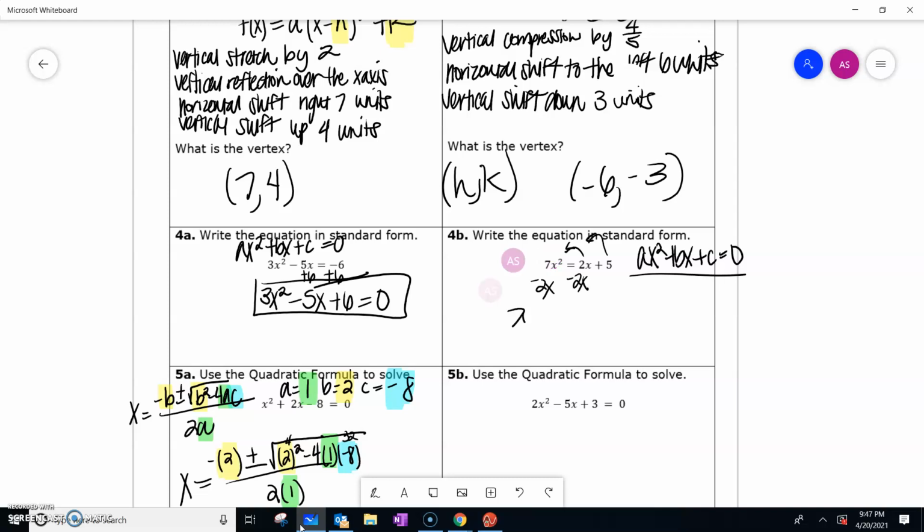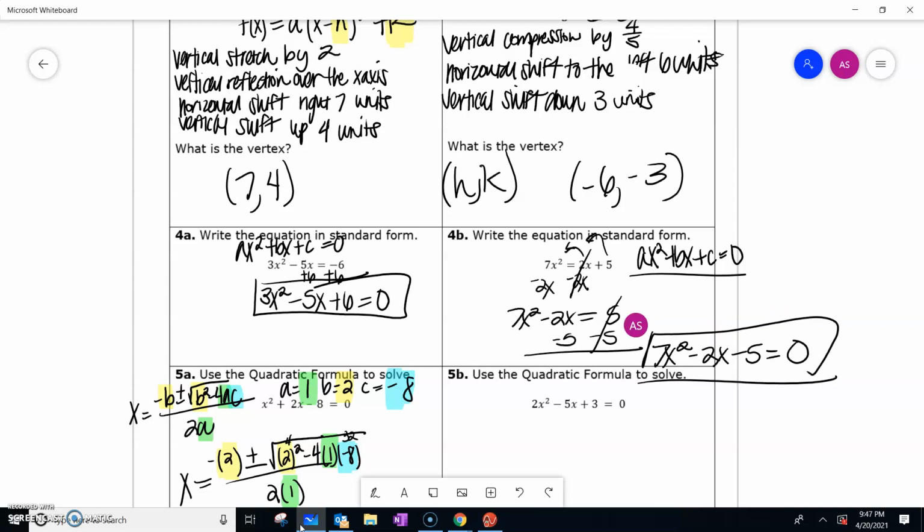So I'm going to have 7x squared minus 2x. That cancels out over here. And then I still have this 5 over here. Then I'm also going to subtract 5 from both sides. And my final answer will be 7x squared minus 2x minus 5 equals 0. And that's our standard form equation.